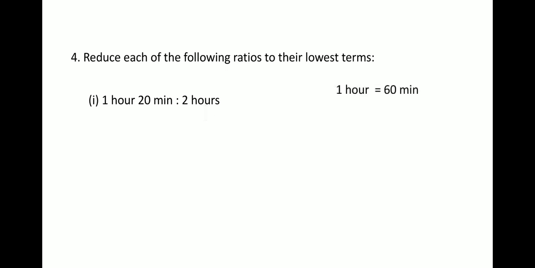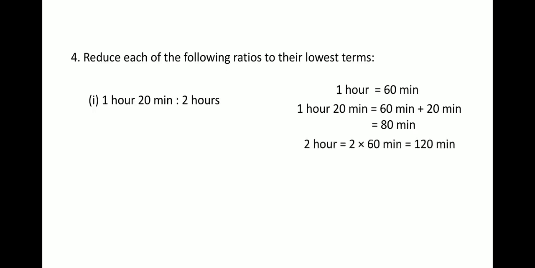So 1 hour is equal to 60 minutes. So 1 hour 20 minutes will be equal to 60 minutes plus 20 minutes, which is equal to 80 minutes. And similarly 2 hours will be equal to 2 into 60 minutes, which is equal to 120 minutes. So replacing 1 hour 20 minutes as 80 minutes and 2 hours as 120 minutes, the units can be cancelled, minute, and 40 can divide 80 2 times and 120 3 times. So 2:3 is the lowest simplified ratio.